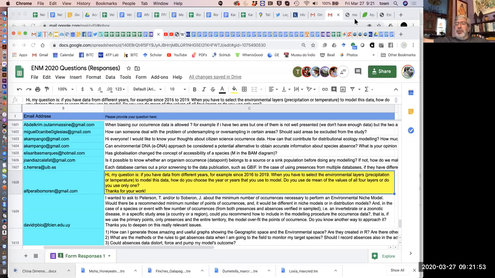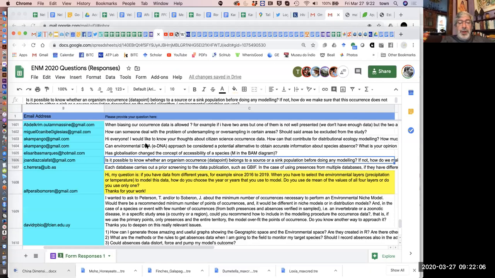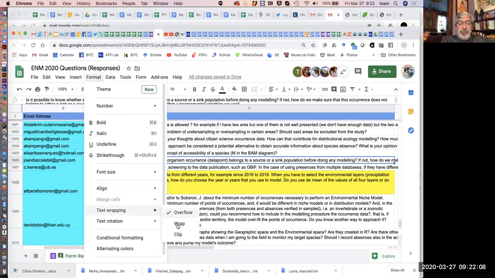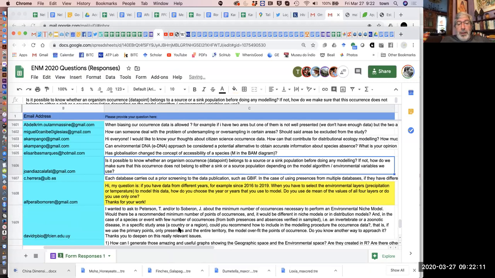So there were a bunch of questions about sink populations, and Jorge's not here, but I can give a quick point about that. One question was, right here above this one: is it possible to know whether an occurrence belongs to a source or a sink population? Well, it depends on the quality of your data. If you have data that are just, I saw species X on day Y at place Z, then no.